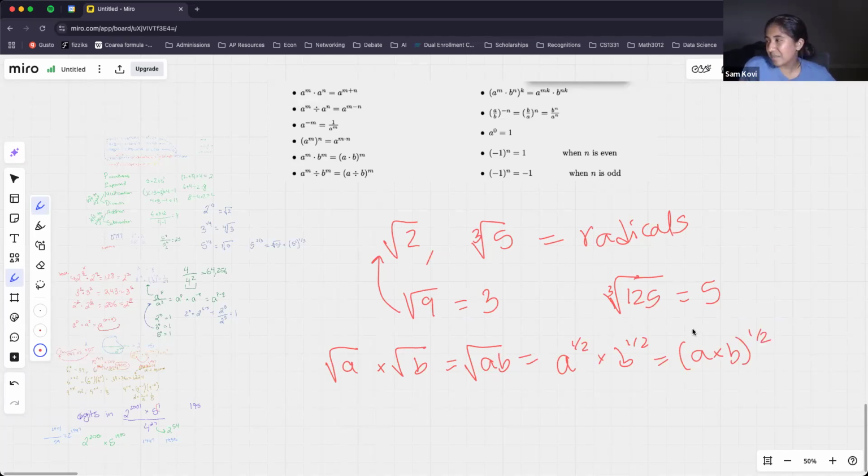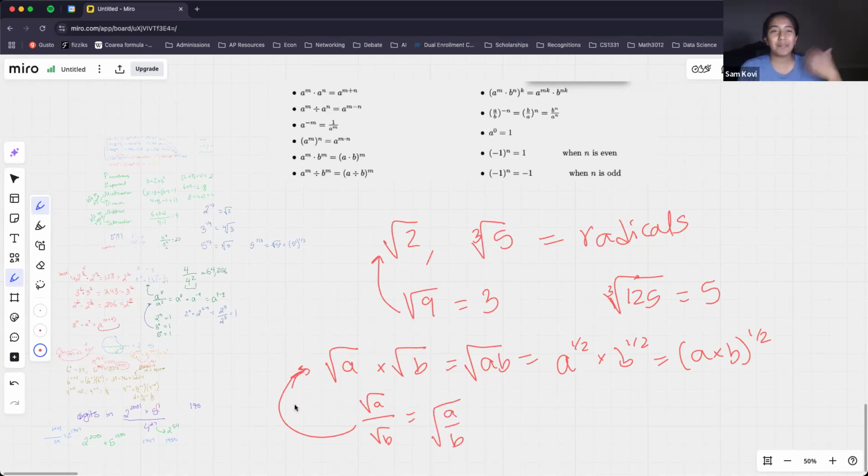Very good. Now, similarly, I have the square root of a divided by the square root of b. What is that equal to? It's kind of related to this actually. Even if you didn't know that first rule, you should definitely be able to figure out the second rule. Yeah, it's the square root of a divided by b.